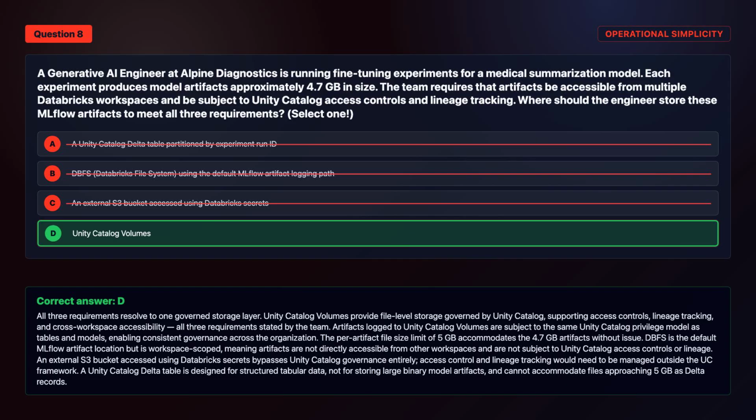An external S3 bucket accessed using Databricks secrets bypasses Unity Catalog governance entirely. Access control and lineage tracking would need to be managed outside the UC framework. A Unity Catalog Delta table is designed for structured tabular data, not for storing large binary model artifacts, and cannot accommodate files approaching 5 GB as Delta records.